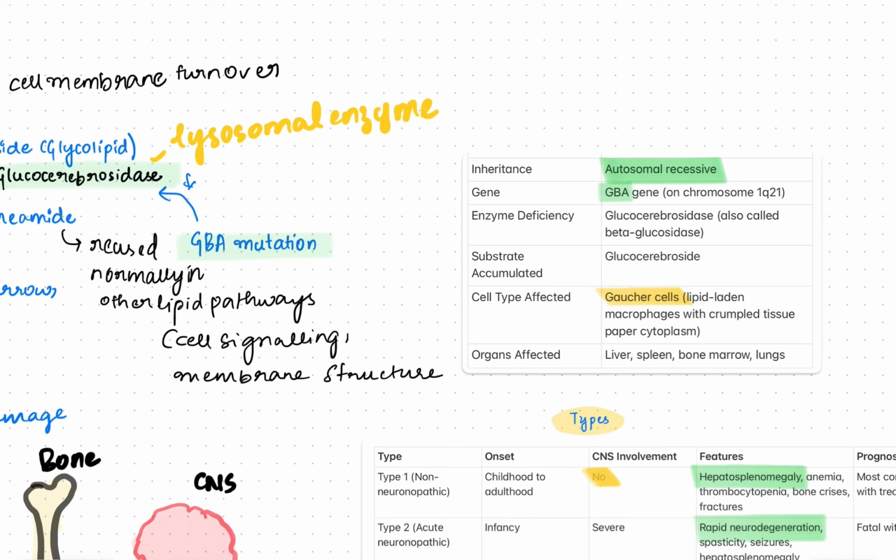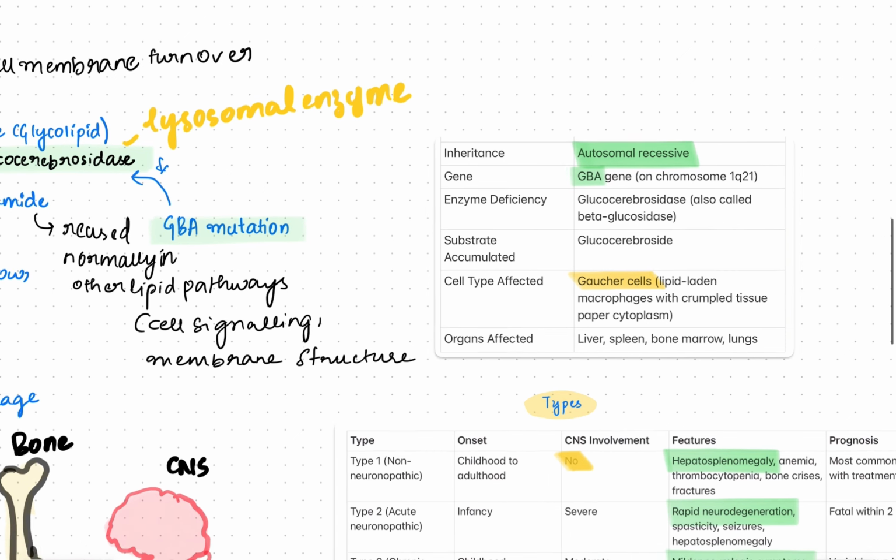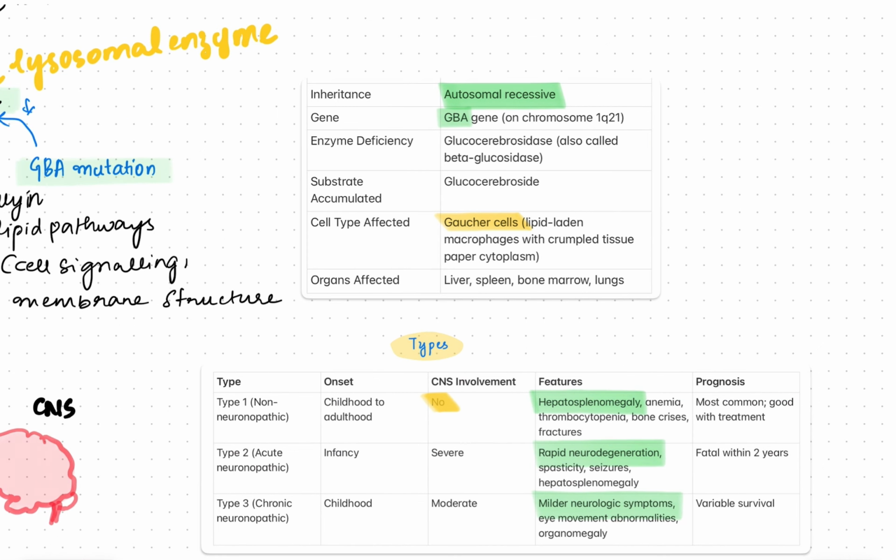There are three types of Gaucher disease: type 1, 2 and 3. Type 1 has no CNS involvement. Types 2 and 3 have CNS involvement. Type 1 is the most common type and it occurs from childhood to adulthood. It has a good prognosis with treatment. The features are hepatosplenomegaly, anemia, thrombocytopenia, bone crisis and fractures.